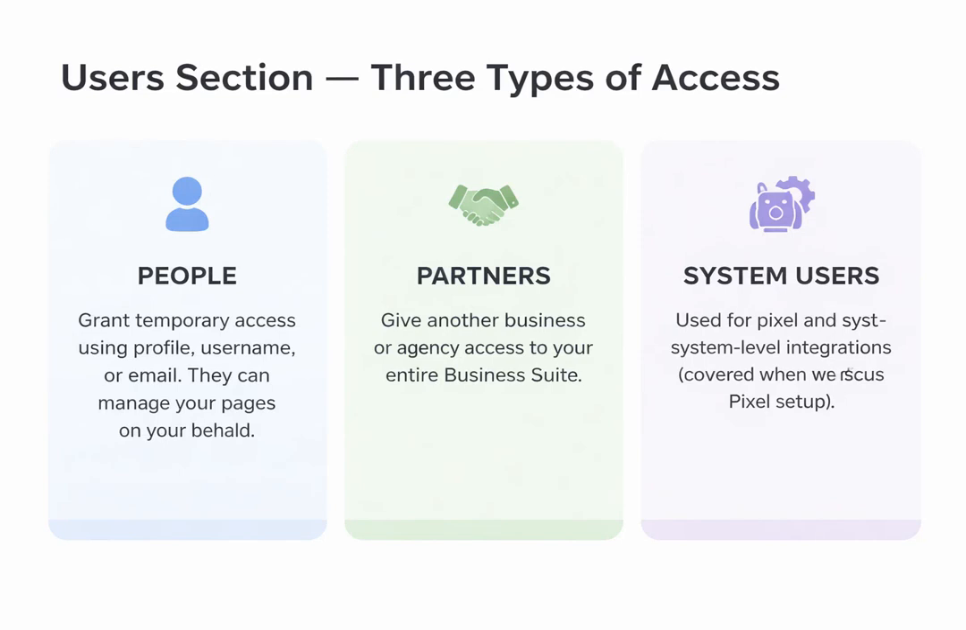Now, let's look at the user section inside your business portfolio. There are 3 types of users you can manage here: people, partners, and system users. People. This is for individuals. If you want to give someone temporary access, you can add them using their Facebook profile, username, or email address. Once added, they can run and manage your pages on your behalf.